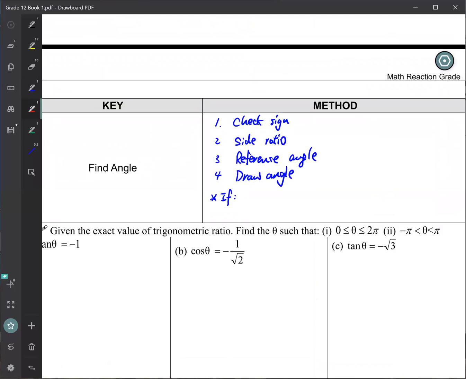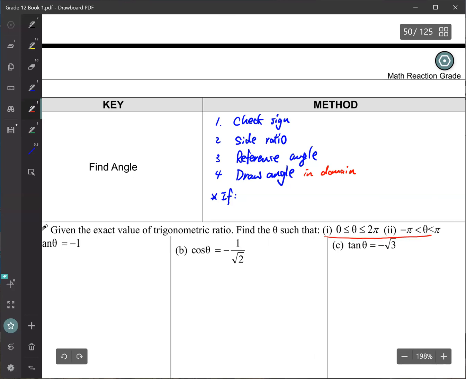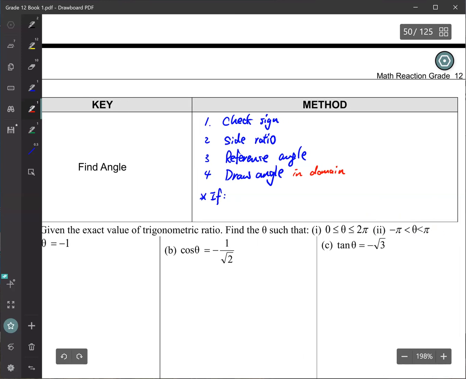We want to draw the angle in domain, okay? Because they will always tell you what kind of domain you are looking for the angle, because if they don't tell you that, you can have an infinite number of answers. So you only want to give angles that are within the domain they give you. Domain will be something like the part I'm circling right now. These are called domain. Let me draw it again. They will tell you that the angle is in between 0 to 2 pi, or negative pi to pi. So these are called domain.